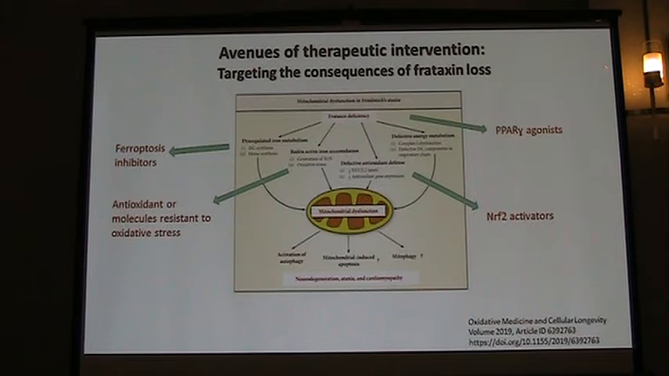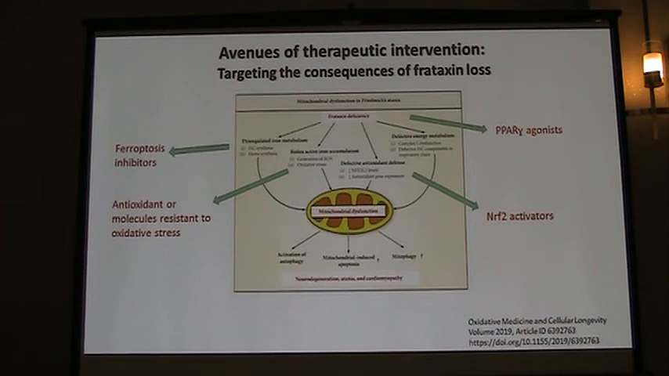And then finally, I explained to you how the frataxin loss has many different consequences in the cell. It affects so many aspects of the cell metabolism, and each of these aspects is an avenue of therapeutic intervention. For example, for ferroptosis, the cell death induced by iron accumulation, you can find molecules that inhibit that. These are ferroptosis inhibitors. This is a brand new field.